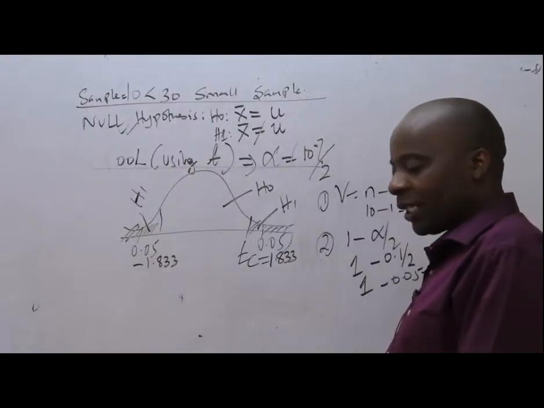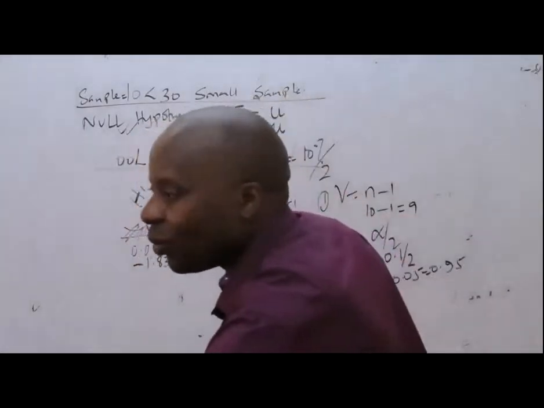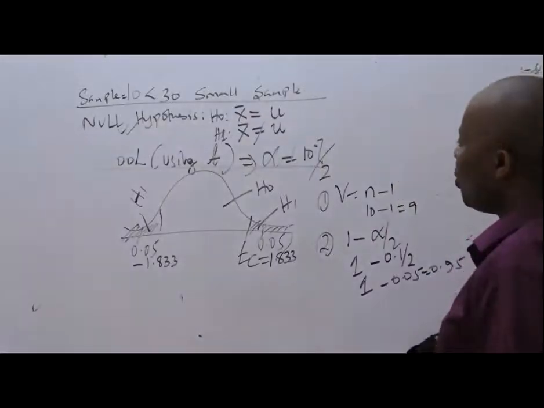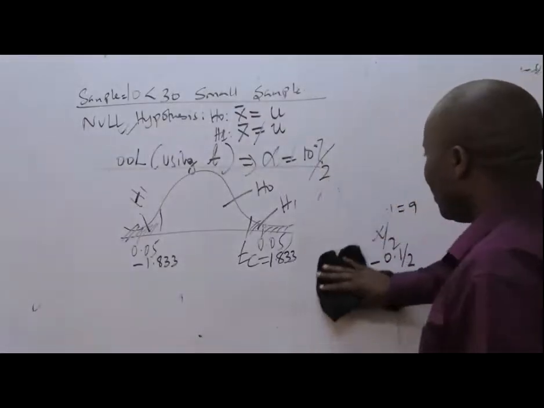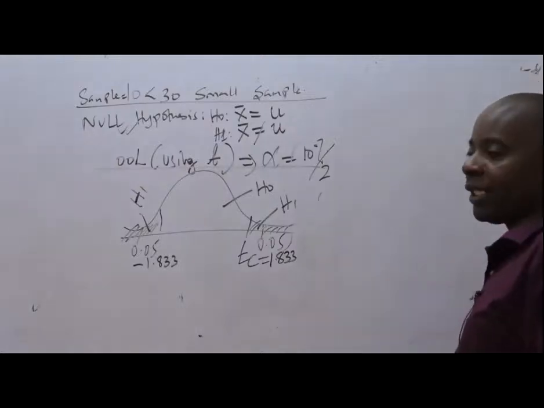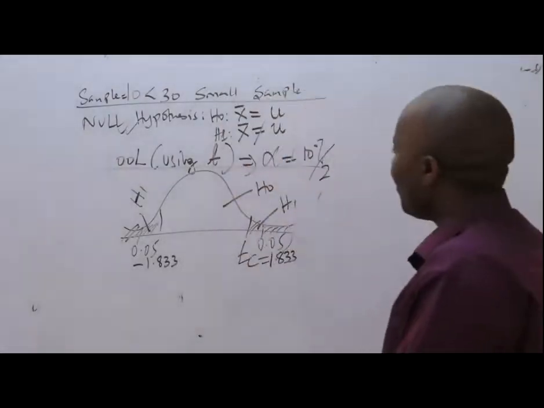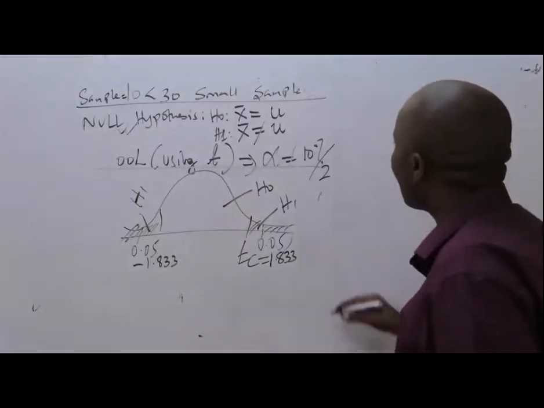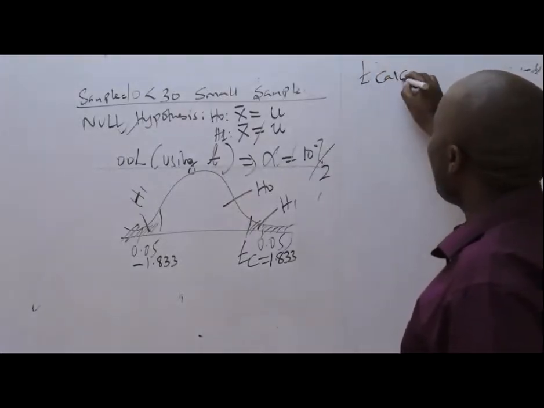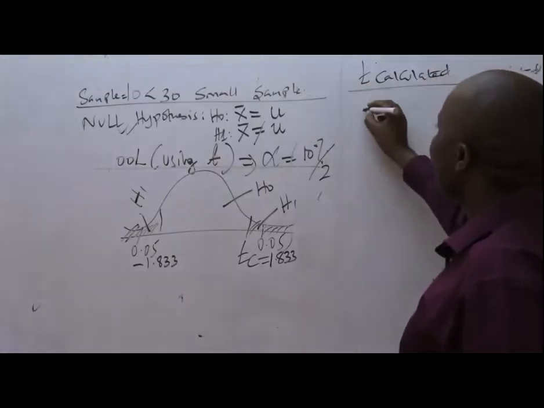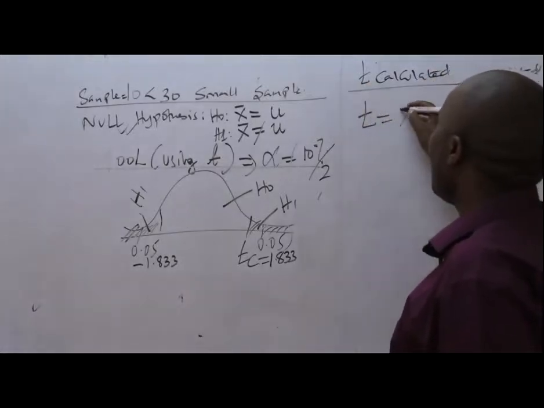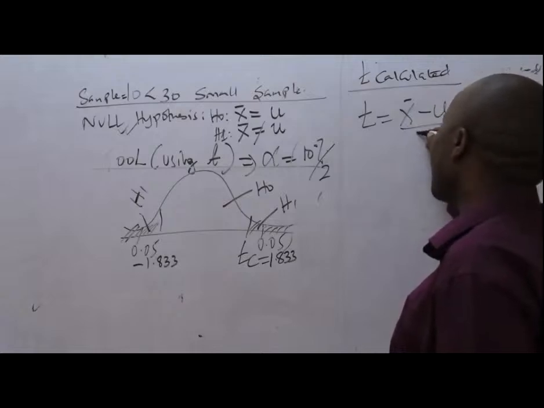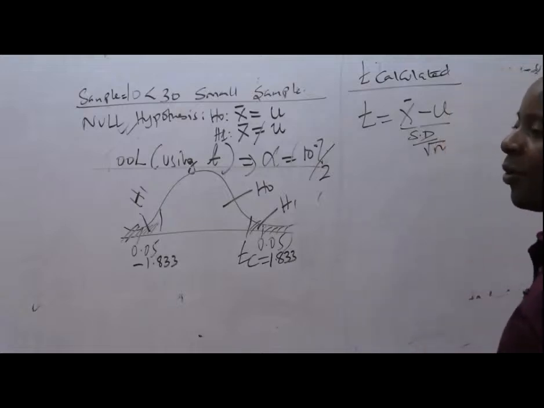So ladies and gentlemen, after that, what do we do? We've been able to put down the T critical. Now from there, we go to the T calculated, the very interesting stuff, and it comes with so many marks. So T calculated: T will be equal to X bar minus mu all over the standard error. Standard error, which is the standard deviation over root of n.